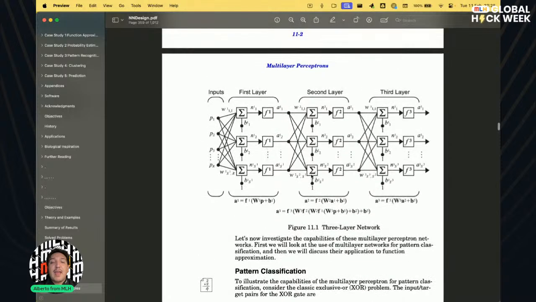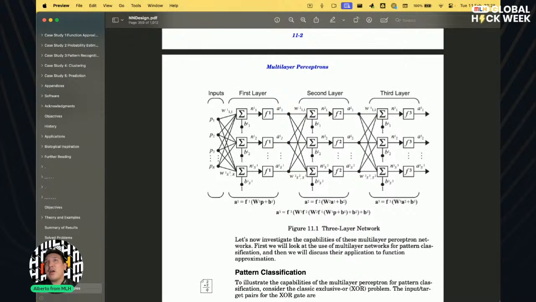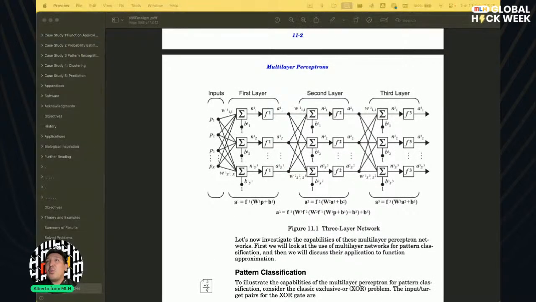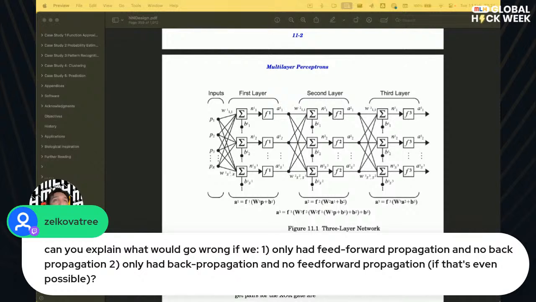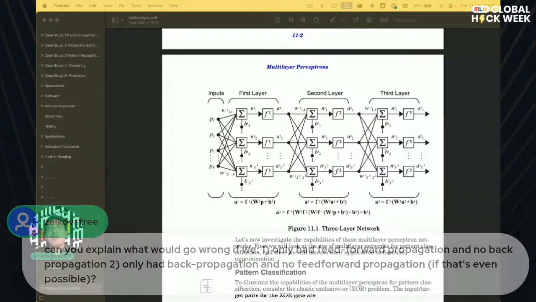Well, I see we have some comments. Can you explain what would go wrong if we, one, only had feed forward propagation and not back propagation? Two, only had back propagation and not feed forward propagation, if that's even possible?